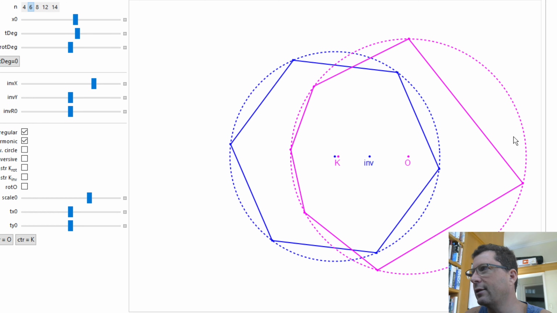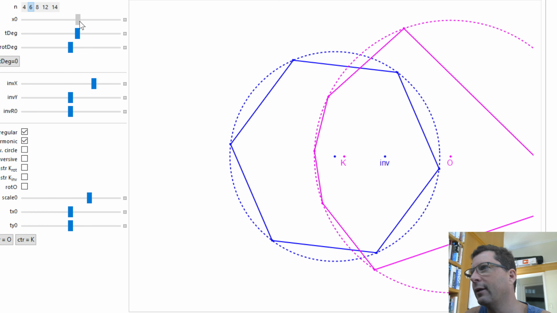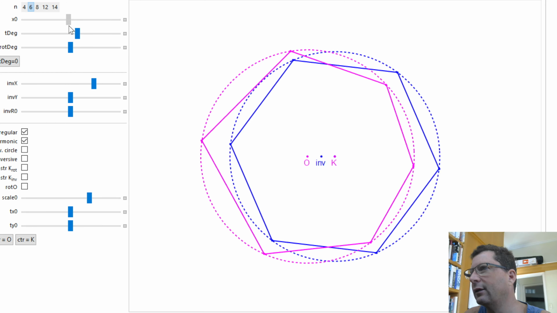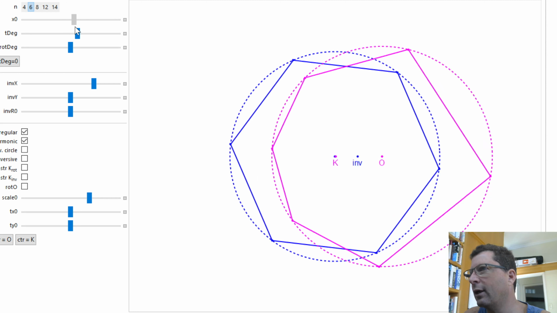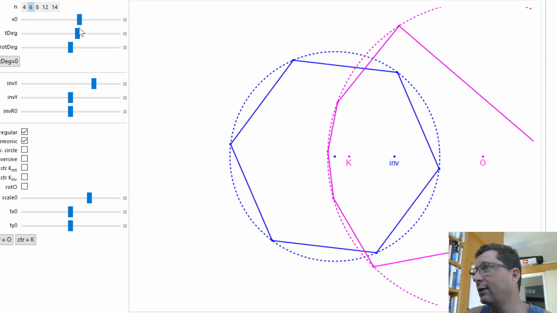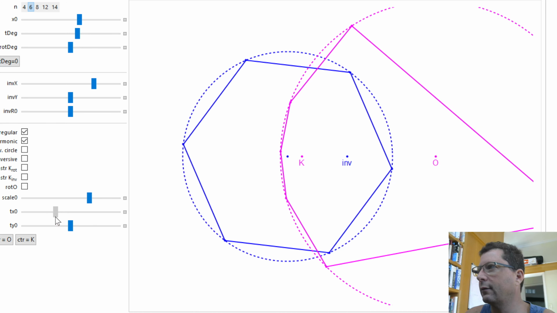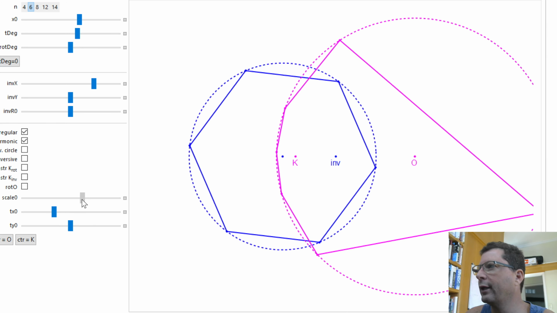And their vertices are inversions of the vertices of a family of regular polygons with respect to a circle centered on a point in the plane. So if I move this point in the plane, I'm going to get a different family of harmonic polygons, and these harmonic polygons have many properties. So let's go ahead and look at this whole thing.